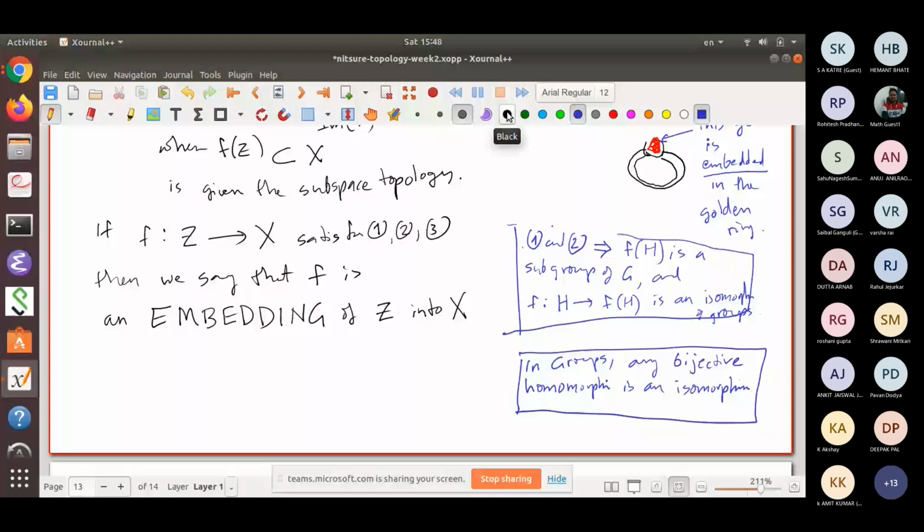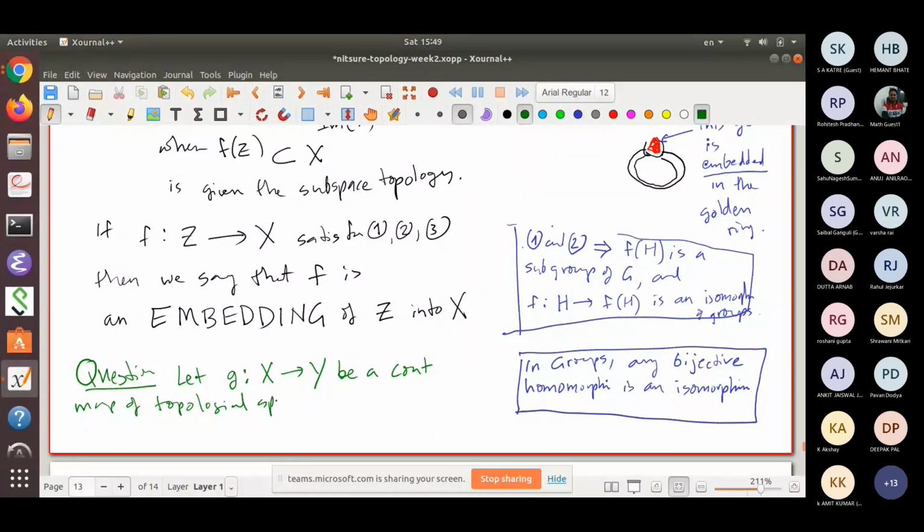So I am going to ask you a question. So here is the question. Let G from X to Y be a continuous map of topological spaces such that G is a bijection. Is G a homeomorphism?